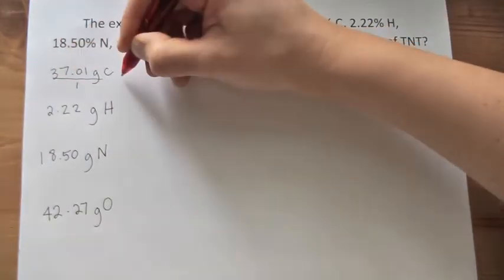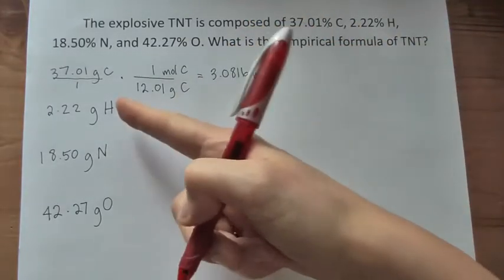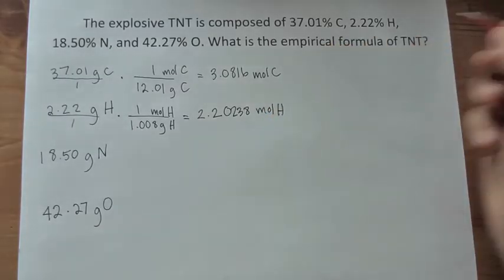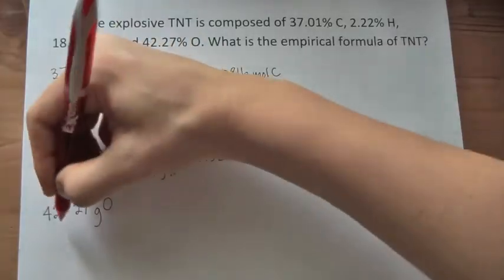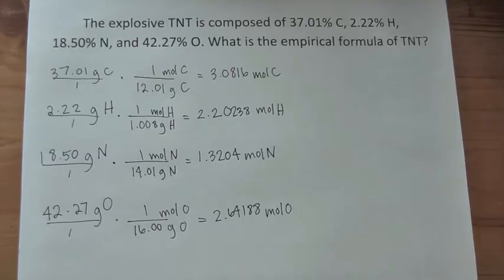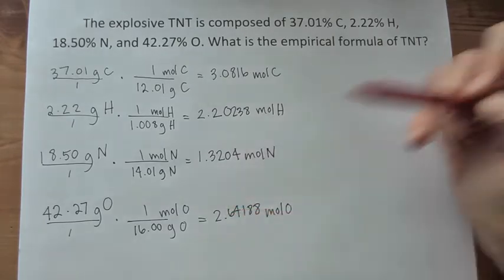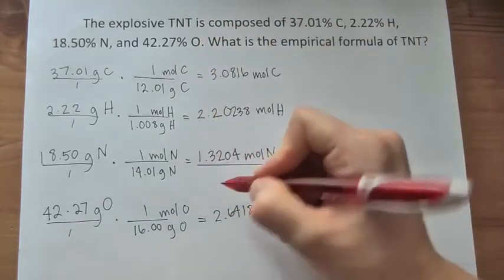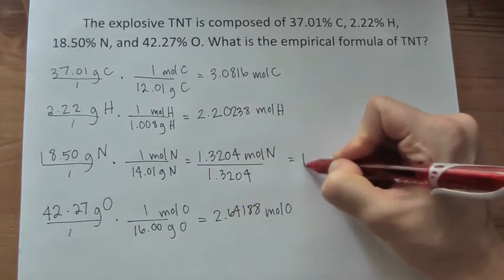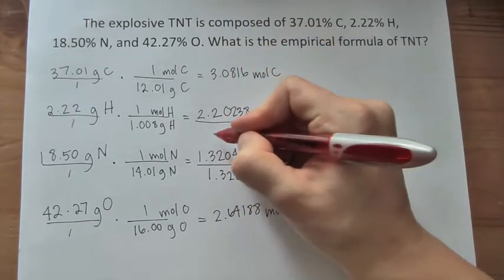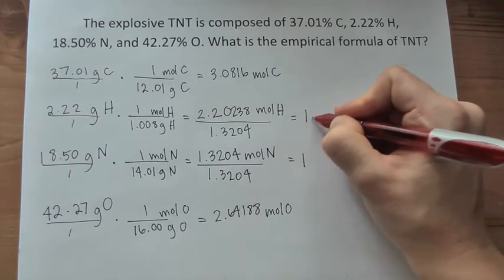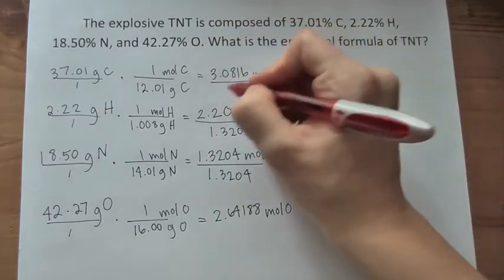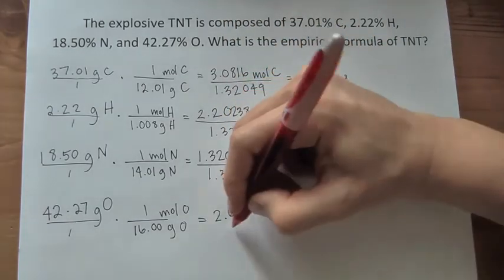I'll start with my carbon. And how many moles does that make? Next is hydrogen. Moles of hydrogen. Great. And next nitrogen. And finally oxygen. Now I need to find the smallest number and divide everything by that number. Here's my smallest number right here. Divide. I know that will give me a value of 1. Divide this. That gives me a value of 1.66785. Divide here. And finally here.